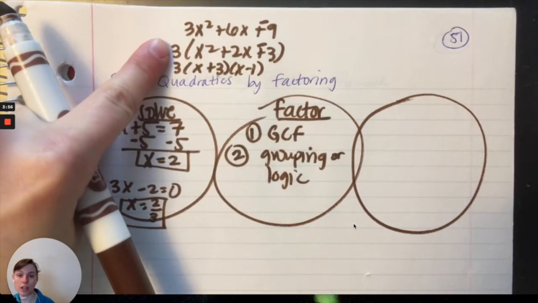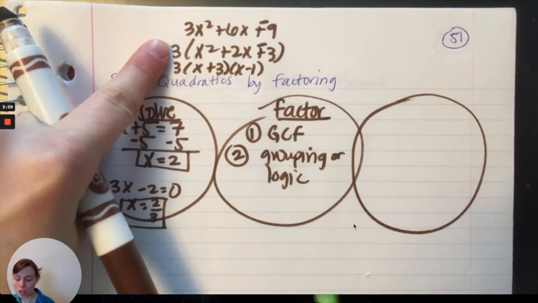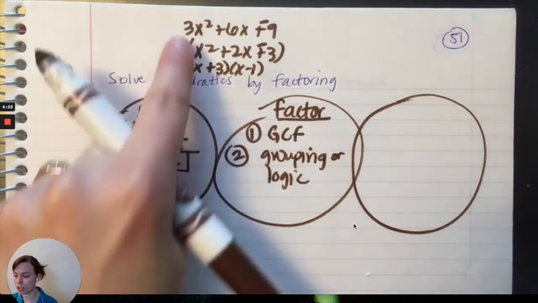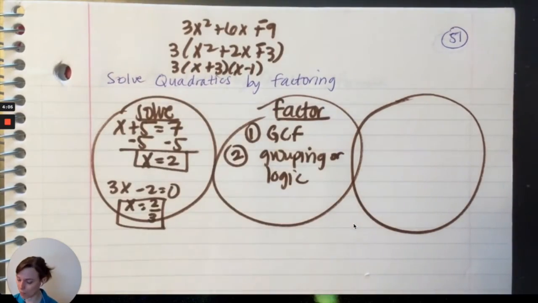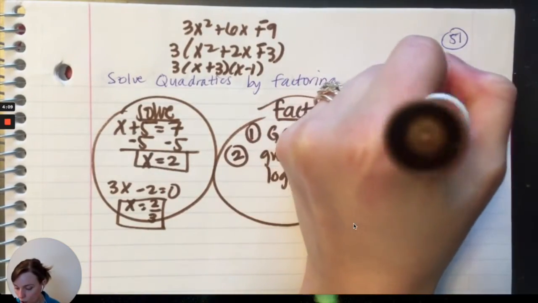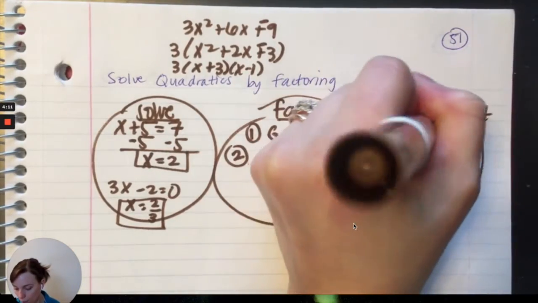But this used GCF to get to smaller coefficients for the A, B, and C, and then I could do logic a lot quicker. Logic with this first one would have taken me a lot more time. Okay, and now we are going to introduce the new thing called the zero product property.